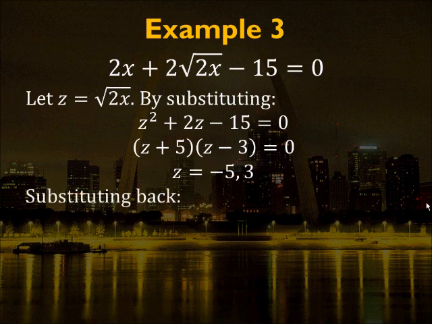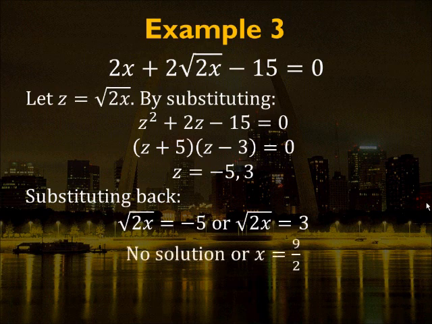Now you must plug it back in the equation. So you have the square root of 2x equals negative 5 or the square root of 2x equals 3. So the square root of 2x equals negative 5. No principal square root can ever be negative, so there's not going to be a solution here. So you can't just square both sides and solve it, because you again have to remember that when you square root a number, it's never going to be negative.